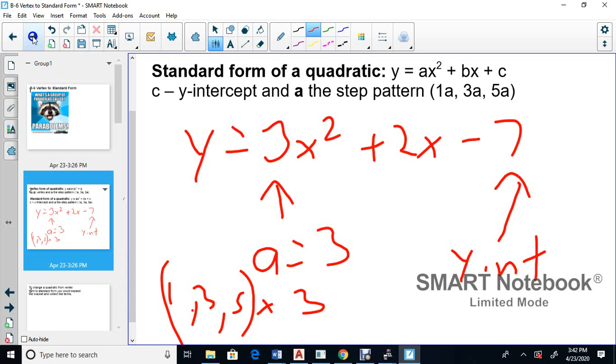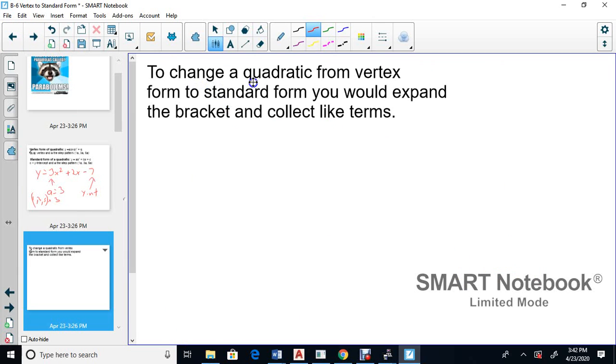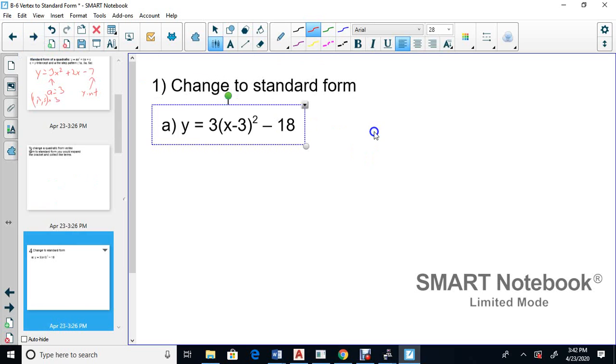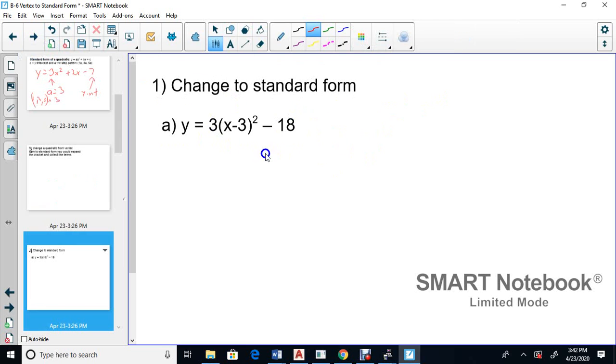Okay, now let's go on here. So to change a quadratic from vertex form to standard form, you would expand the bracket and collect like terms. The best way to show this is to do a question. So I'm going to do the first one. You guys are going to watch me and copy it down, and then you can pause the video and do the next one.